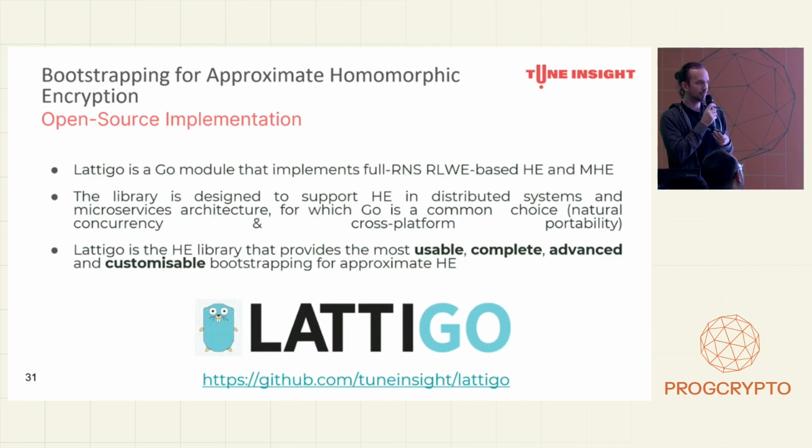So all of this is implemented in Lattigo, which is a Go module that implements full-RNS ring-LWE-based homomorphic encryption and multi-party homomorphic encryption. And Lattigo is currently the library that provides the most usable, complete, advanced, and customizable bootstrapping for approximate homomorphic encryption.